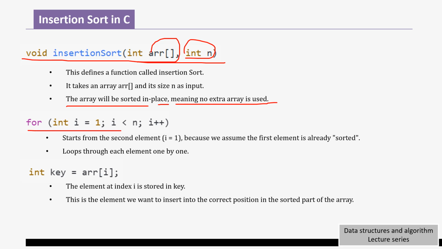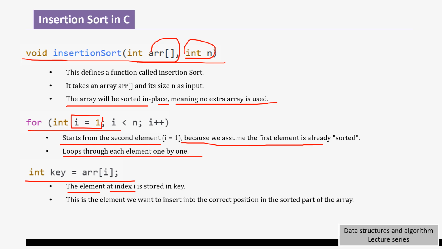Then a for loop starts from the second element. You can see i = 1 is there, that is starting from the second element, because we assume the first element is already sorted. Now it loops through each element one by one, right? Then next is int key = arr[i]. So the element at index i is stored in key. This is the element we want to insert into the correct position in the sorted part of the array. So the element is assigned to the key variable.